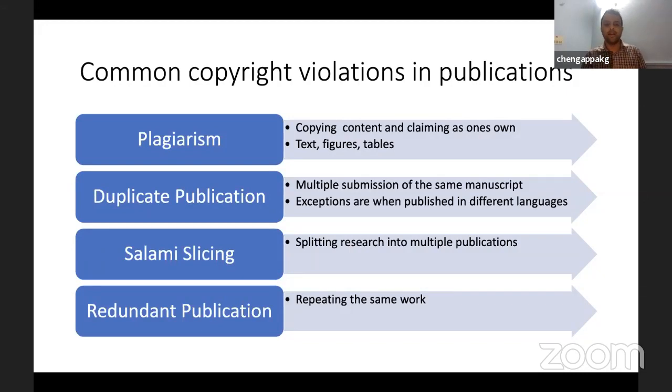And then there is redundant publication. The same work has been done. You're doing the same work again after 1 year and trying to publish it. You're copying the methodology, taking the same patient group, doing the same type of experiments without any modifications. Then when you try to publish it, it again becomes a copyright violation, though you're not copying the same manuscript.